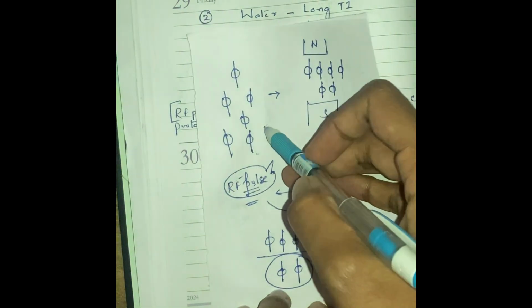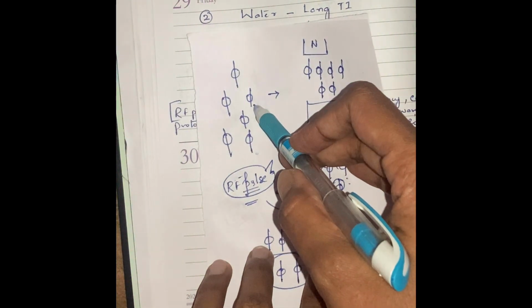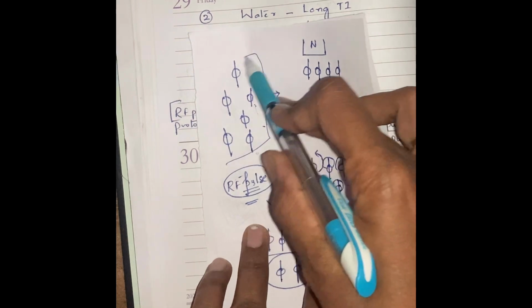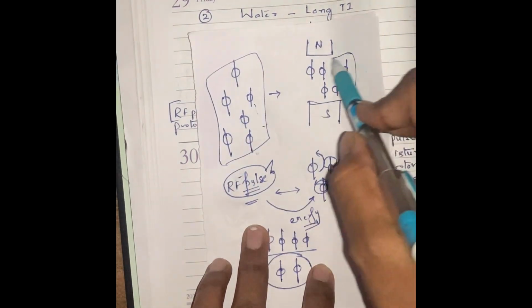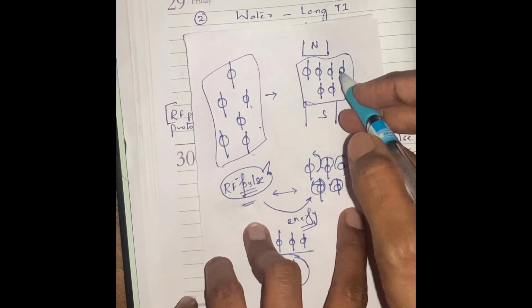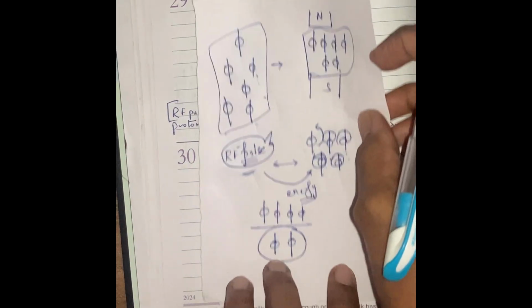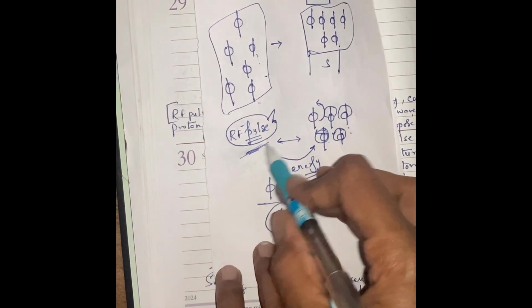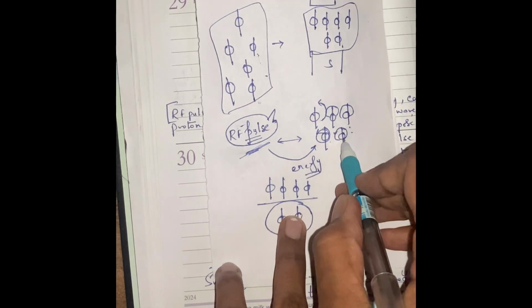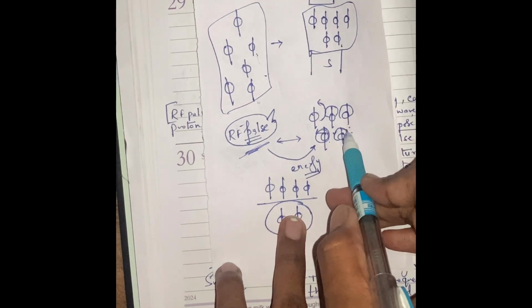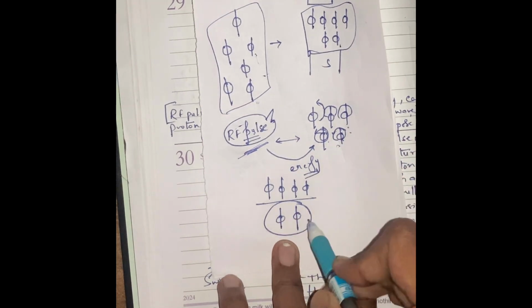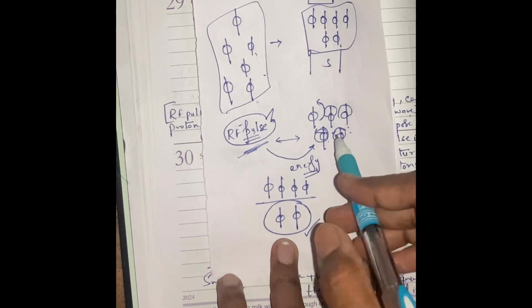So we have protons which are randomly oriented. When this part is kept in a magnetic field, some protons align parallel, some align anti-parallel. Now we are giving a radio frequency pulse, and these are precessing protons. So a few of the protons take up the energy and they go into a higher energy state.